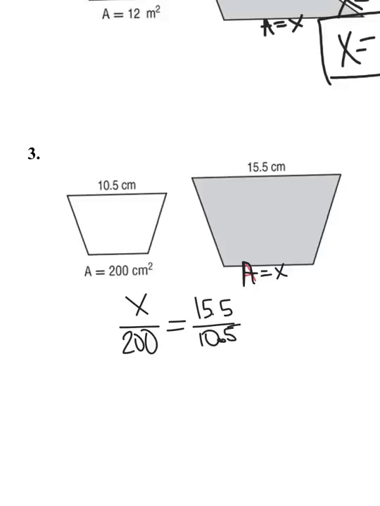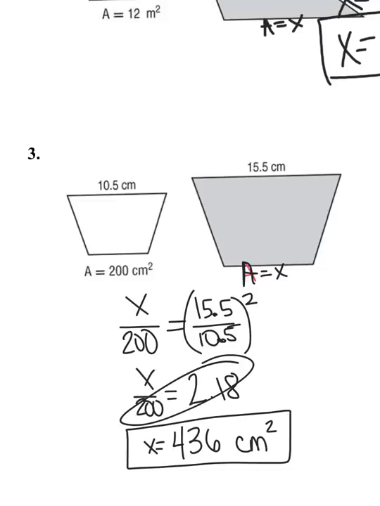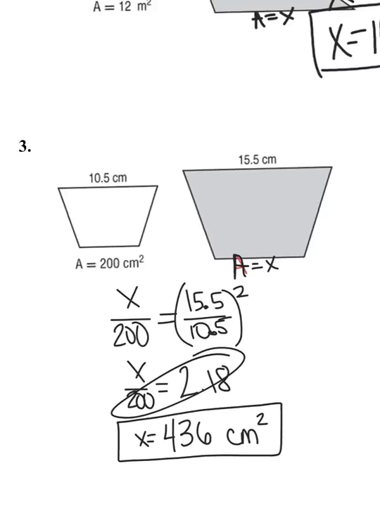So side squared. And we see this as decimals. When I plug into my calculator, I'm just going to round to the hundredth place for this step. The more decimal places you use, the closer you get to the exact number. Okay. Cross multiply. 2.18 times 200 is 436 centimeters squared. Okay. Next question.